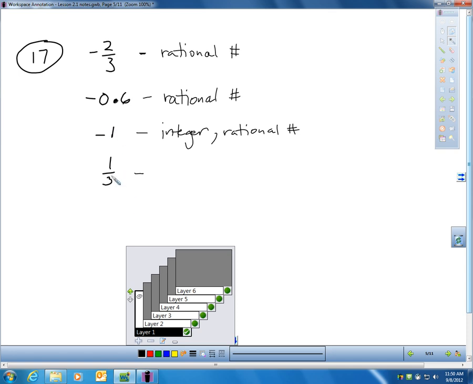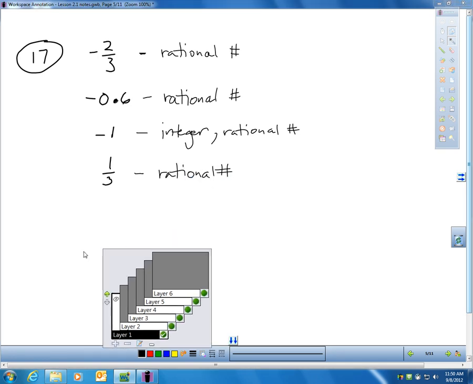And then 1/3. Certainly not whole. Can't have 1/3. This is a decimal, 0.3 repeating. Can't have that, so it's not whole. So for the same reason, it's not an integer. This is definitely, however, rational. It's a fraction. Now I want to order these from least to greatest.